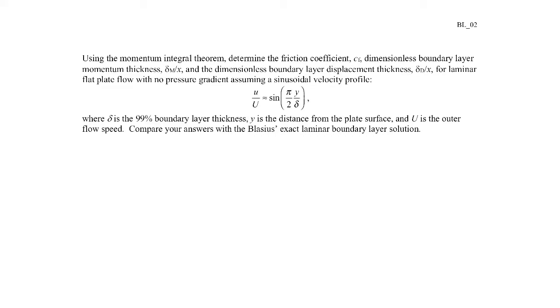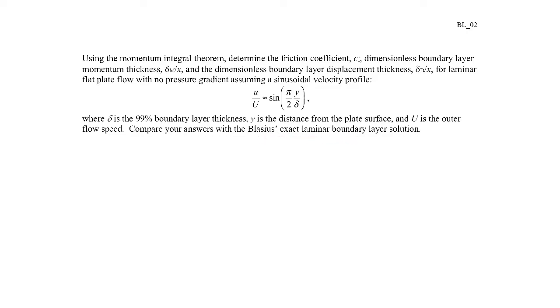In this example, we're asked to use the momentum integral theorem to determine the friction coefficient, the dimensionless boundary layer thickness, momentum thickness, and the dimensionless boundary layer displacement thickness for a laminar flat plate flow with no pressure gradient, given this sinusoidal velocity profile, where delta is the 99% boundary layer thickness, and y is the distance from the plate surface, and use the outer flow speed. So we're asked to compare that result that we get from that sinusoidal profile to the Blasius exact solution.